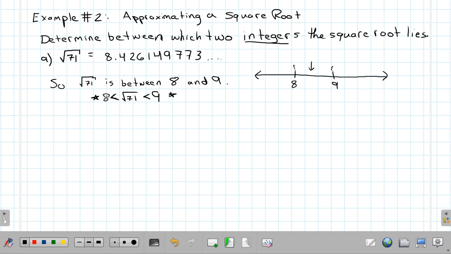That means the square root of 71 is bigger than 8, but also less than 9. So sometimes you'll see it asked like this, and you'll have to give the answer like this. But other times, as you'll see in the practice, it'll just ask, between which two numbers is it? And it'll say 8 and 9, or 9 and 10, or 7 and 8, or -9 and -8. So just be careful.